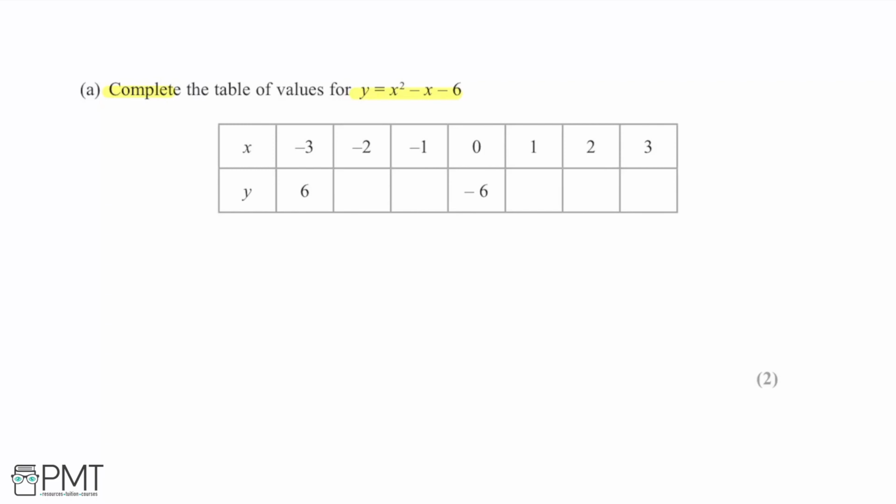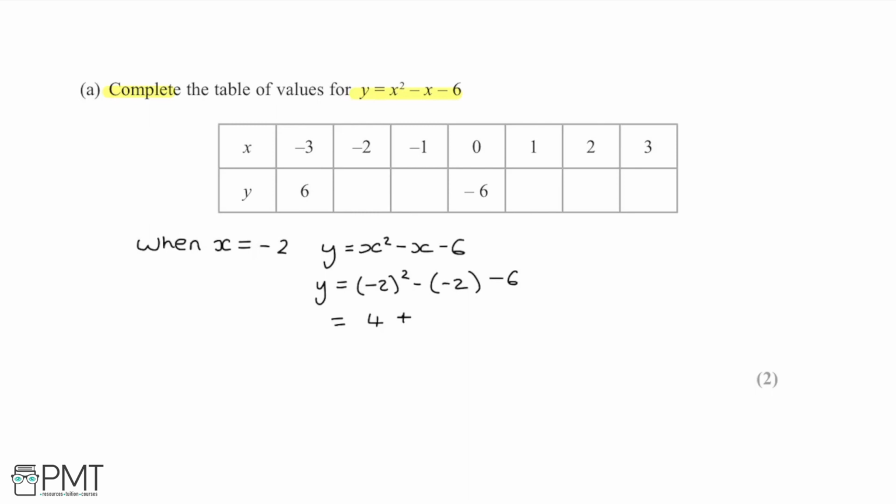So if I do an example, when x is equal to -2: y is equal to x squared minus x minus 6, so we square x, -2 all squared, subtract another x, and then subtract 6. That gives us 4 minus -2, so +2, minus 6, which gives us an answer of 0. I can fill that in to the y column linked to when x is -2.